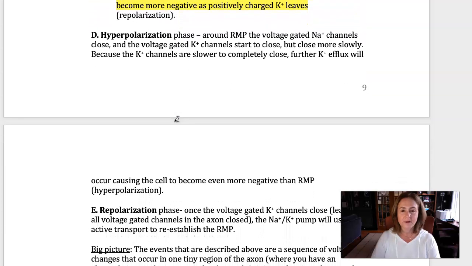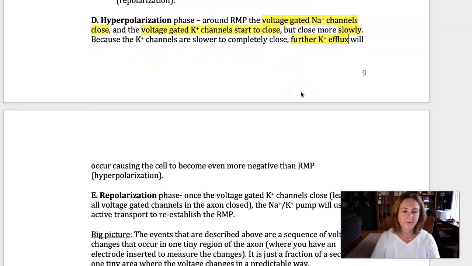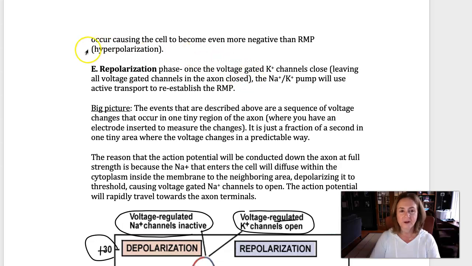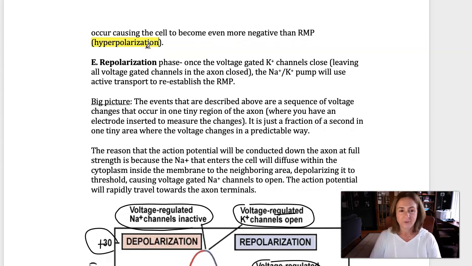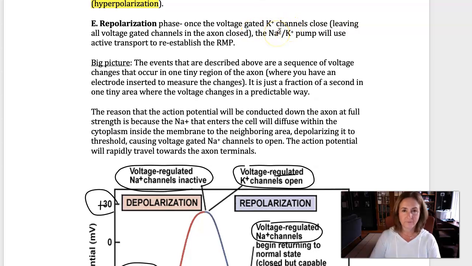So around resting membrane potential, the voltage-gated sodium channels will close, and the voltage-gated potassium channels will close, but they close more slowly, so some close, some stay open, and as long as you have potassium channels that are open, potassium will continue to leave, a further potassium efflux, and that causes characteristic hyperpolarization at the end of an action potential. So once the voltage-gated potassium channels close, leaving all the voltage-gated channels closed, the sodium-potassium pump will use active transport to reestablish the resting membrane potential.